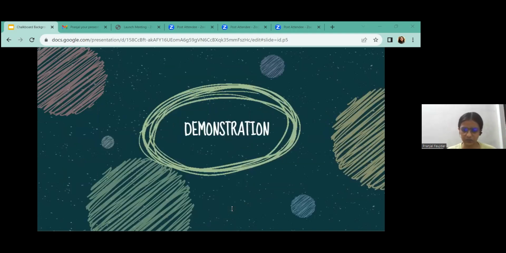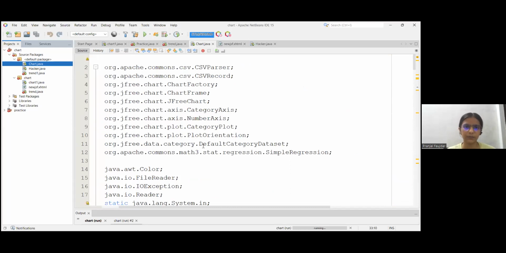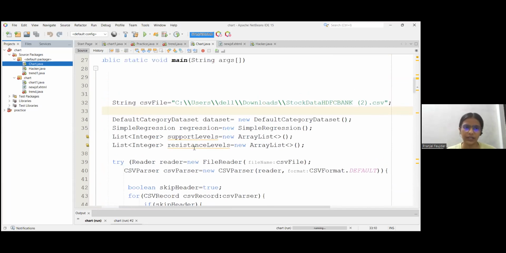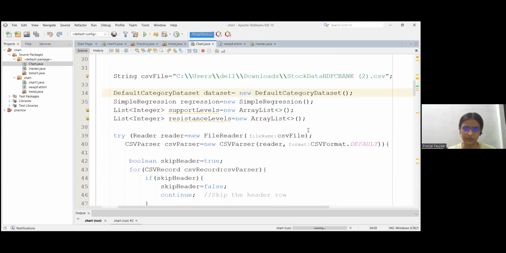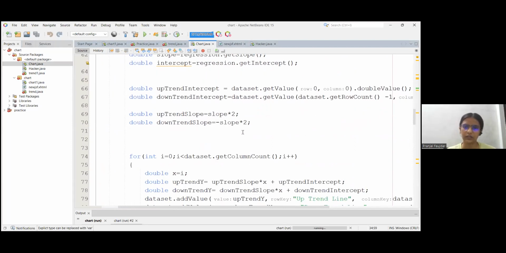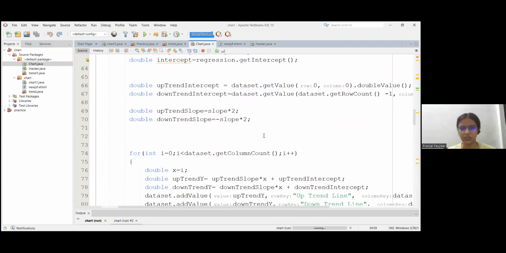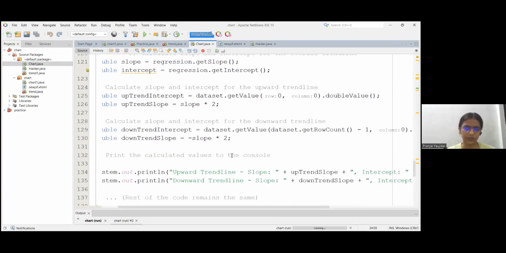Now we see our demonstration of trend lines. So here is the code. First we import the basic libraries which we need. Next we import our stock data, the CSV file. Then we create a function for calculating the trend, intercept and slope. And next here we have a category plot to plot our frame, to see what the frame looks like. So the output.